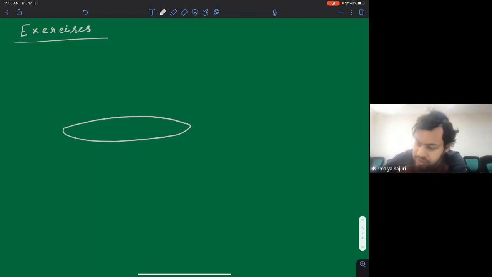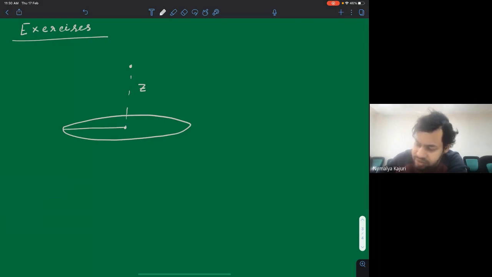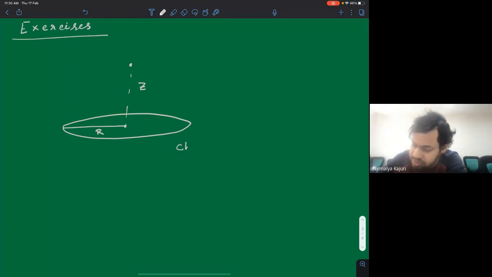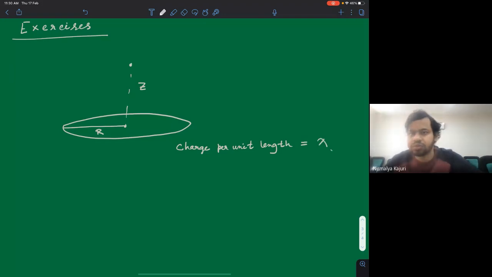So let's calculate the force at a point over the center of the ring at some distance z over the ring, and the ring has a radius r, and it has a charge density, charge per unit length, which is lambda.